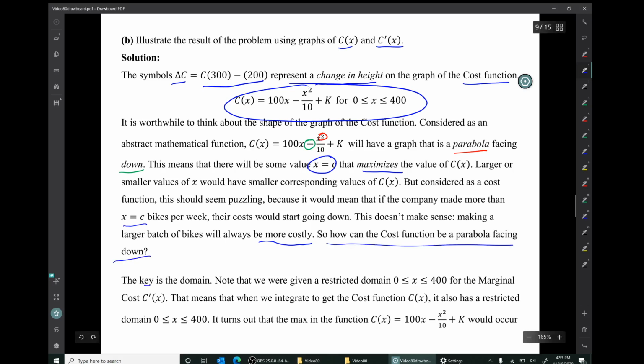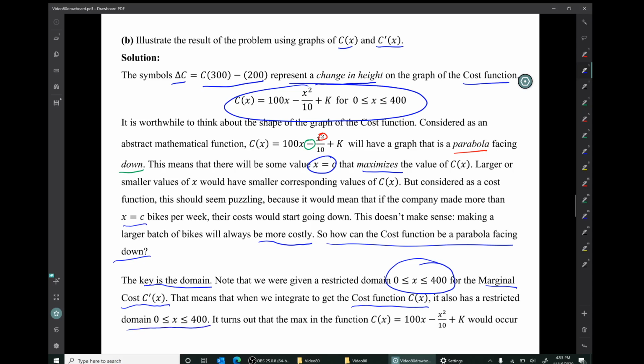The key is the domain. Notice that we're given a restricted domain: 0 is less than or equal to x, which is less than or equal to 400. That's the domain for the marginal cost, capital C prime. Well, that means when we integrate to get the cost function, it also has a restricted domain, 0 to 400.